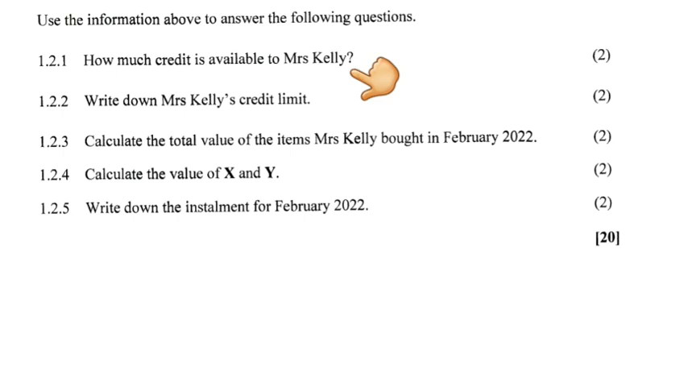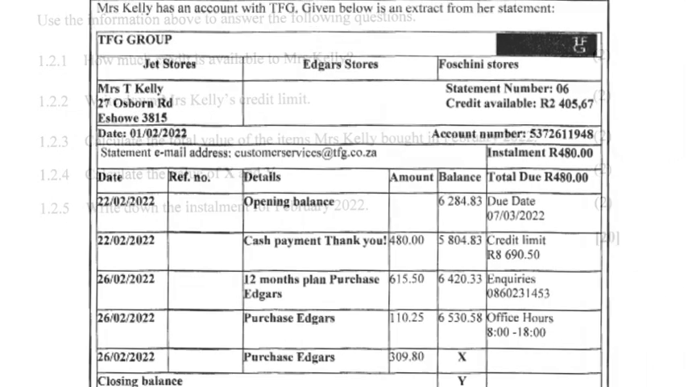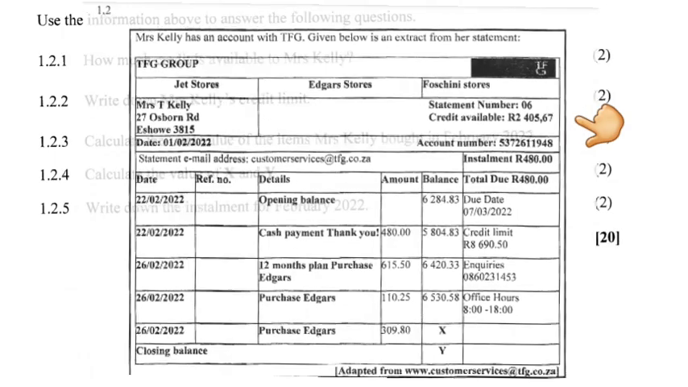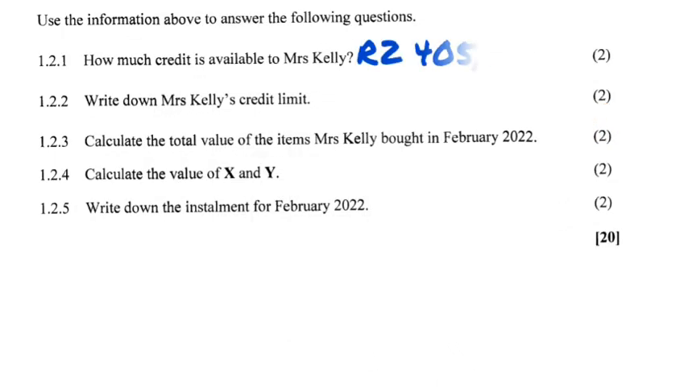Now, when it comes to the topic of financial documents, this is a very simple topic. It only requires you to pay attention. So when you look at our financial document again, you see at the top there it says credit available is 2,405 and 67 cents. So that becomes the answer to the question of how much credit Mrs. Kelly has. It's 2,405 rands and 67 cents.